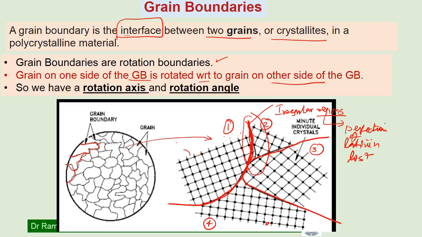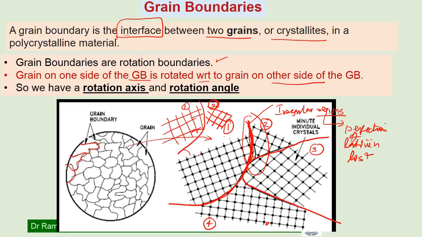So you have grain number 1 here. It is in this orientation. And we say now we have a grain boundary here, and this is grain number 2, which is growing in a different direction. So your grain number 1 and 2 are rotated with respect to each other. So the grain on one side of the grain boundary is rotated with respect to the grain on the other side of the grain boundary. That is why a grain boundary is also referred to as a rotation boundary.